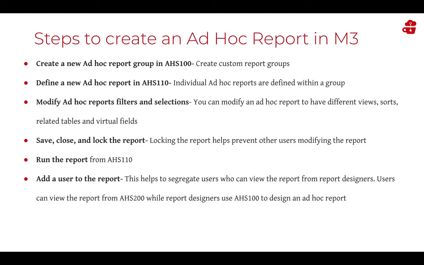We will now have a look at what could be very high-level steps to create an ad hoc report in M3. To begin creating a new ad hoc report, we first need to create an ad hoc report group in the program function AHS100. This creates a custom report group. We then need to define a new ad hoc report in the program function AHS110. Individual ad hoc reports are defined within an ad hoc report group.